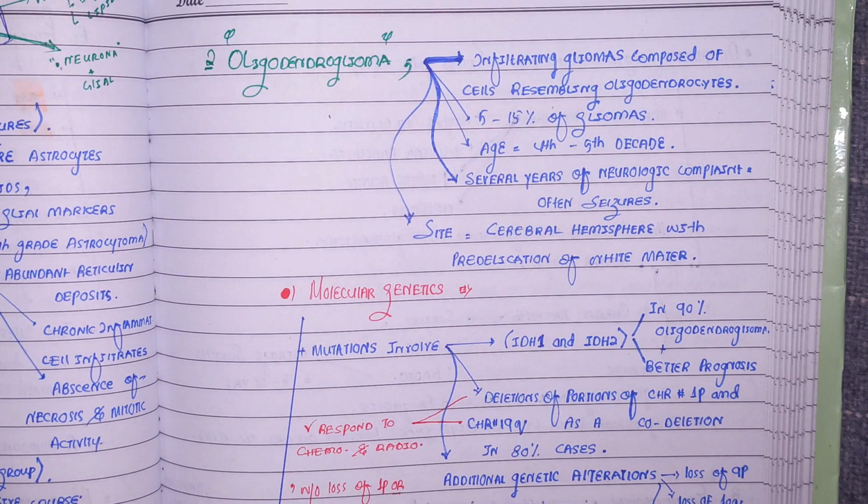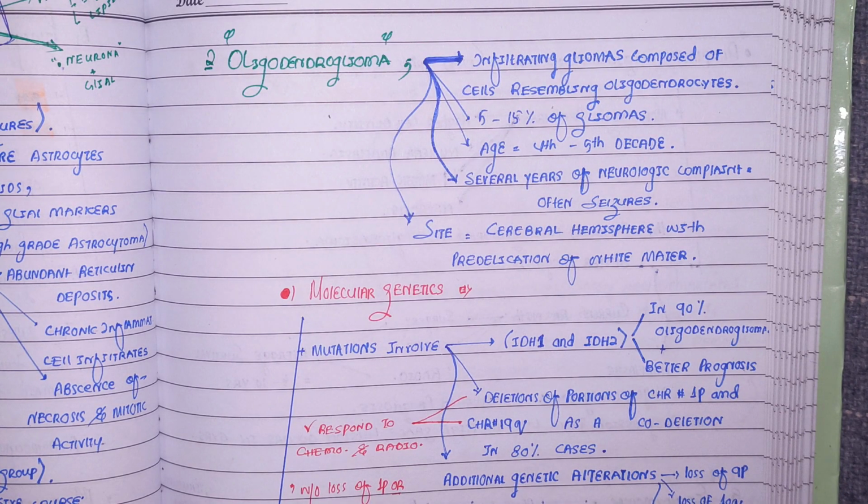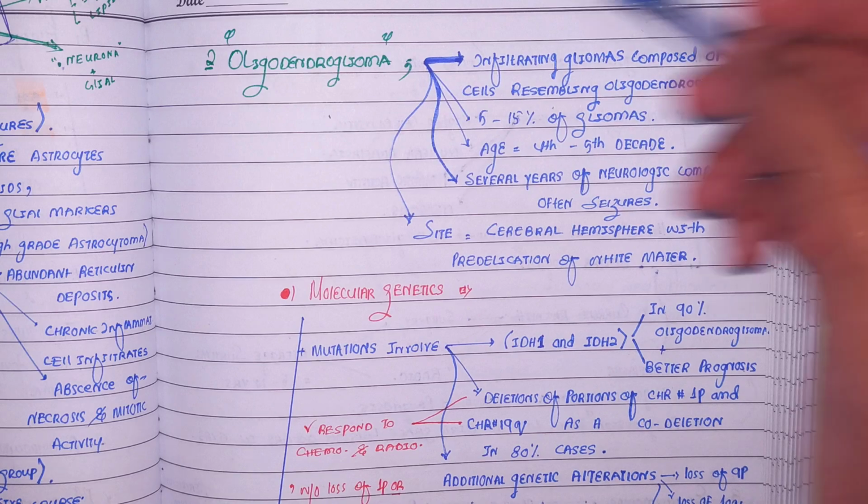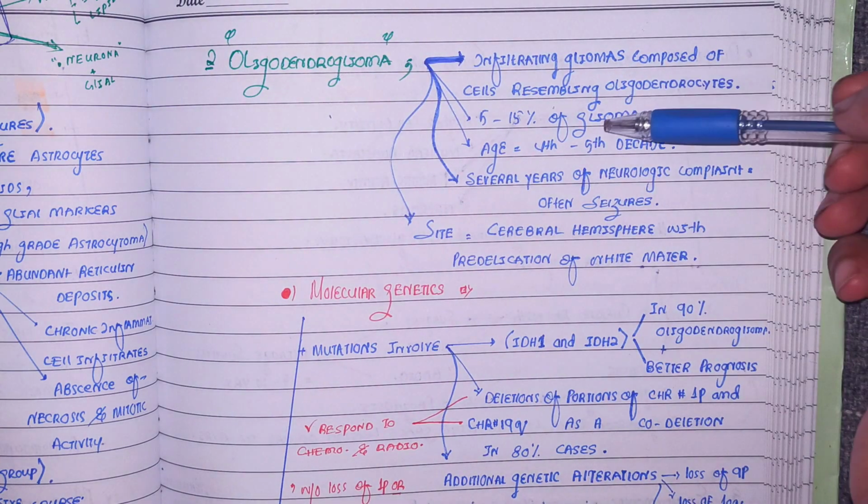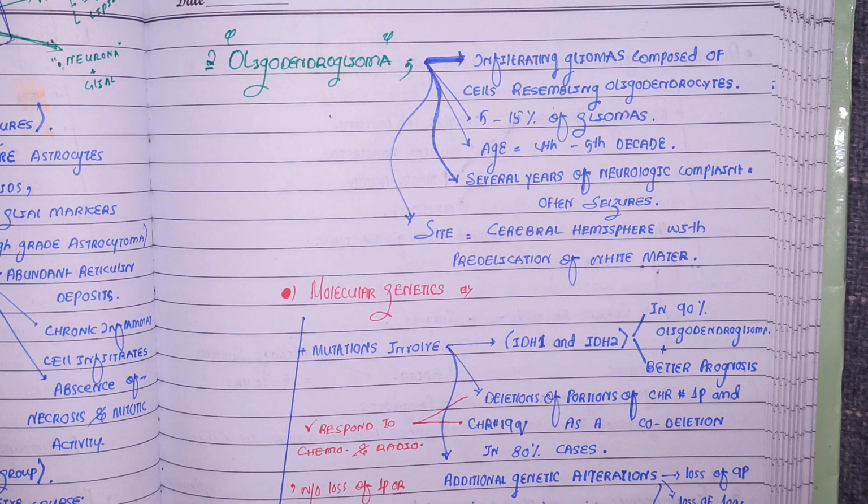Right, beta. So now talk about the oligodendroglioma. It's another glial cell tumor. It's a glioma. It's an infiltrating glioma. It infiltrates into the brain tissue diffusely, right? Obviously composed of the cells which resemble the oligodendrocytes. And this oligodendroglioma makes up 5 to 15% of all the glial tumors, all the gliomas.